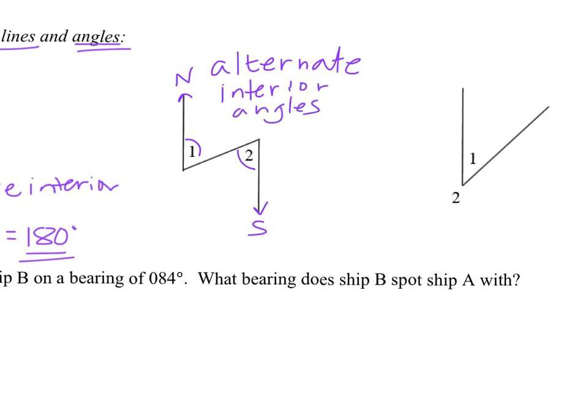Unlike consecutive interior angles, they're not going to add up to 180 necessarily, but they do equal each other. So in this kind of picture, angle 1 is going to be equal to the measure of angle 2. And that's something that we could work with as we're setting up a word problem.